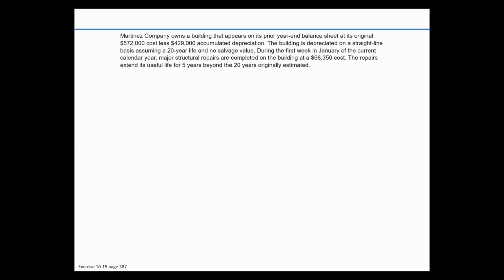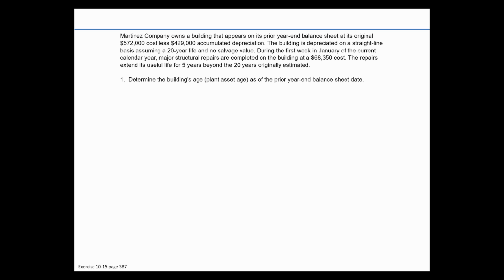Martinez Company. Martinez Company owns a building that appears on its prior year balance sheet at its original $572,000 cost, less 429,000 of accumulated depreciation. The building is depreciated on a straight line basis, assuming a 20-year life and no salvage value. During the first week in January of the current calendar year, major structural repairs are completed on the building at a cost of $68,350. The repairs extend the useful life for 5 years beyond the original 20 years that were estimated.